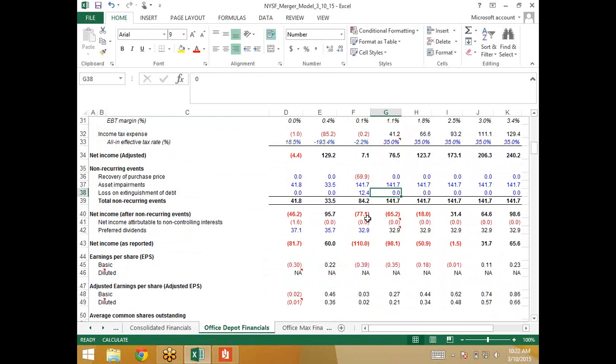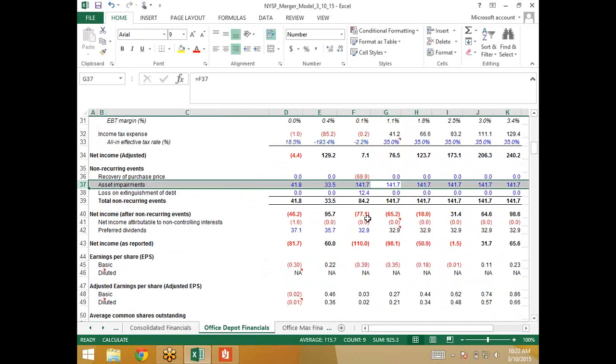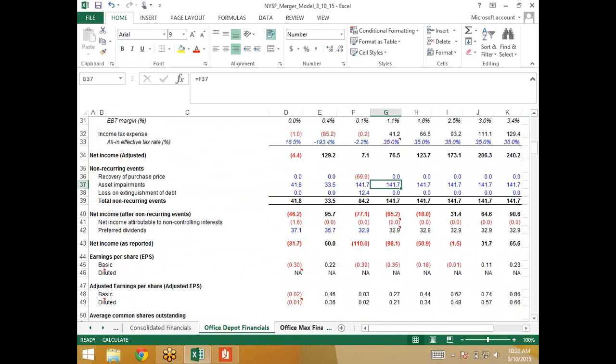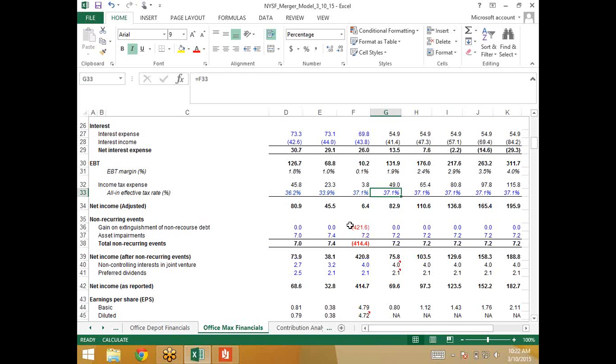Loss on extinguishment of debt is also a one-time item. This is what happens if you prepay debt. If you pay your debt early, you get a penalty, you get a fee. You get charged $12 million. So really what's in consideration are the asset impairments of the acquirer. For the target company, they have, again, a gain on extinguishment of non-recourse debt, another one-time item, and again, asset impairments.